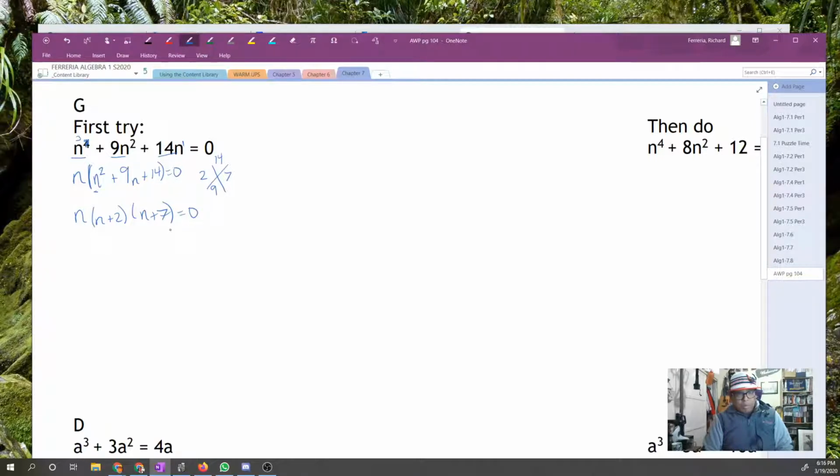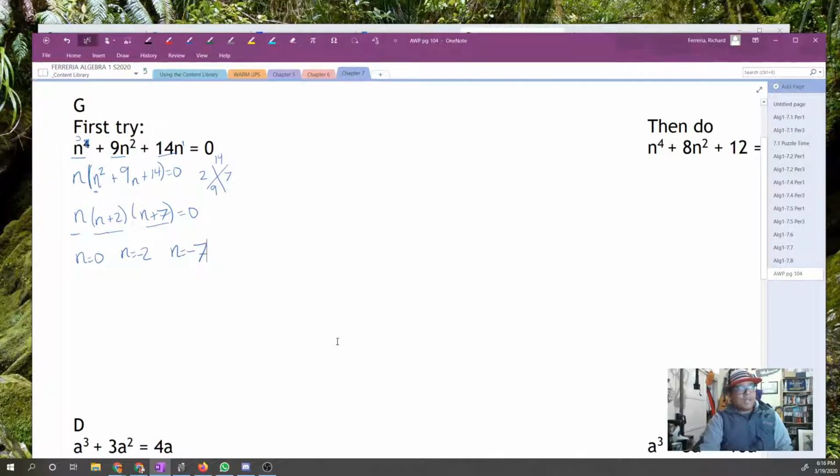And now that we have 3 factors, we're going to set each one of them equal to 0. But you have my blessing to do the quick method here. Quick method says that, well, for this one, N is equal to 0. For this second one, N equals negative 2. And for this last one, N equals negative 7. So that's not so bad, really.